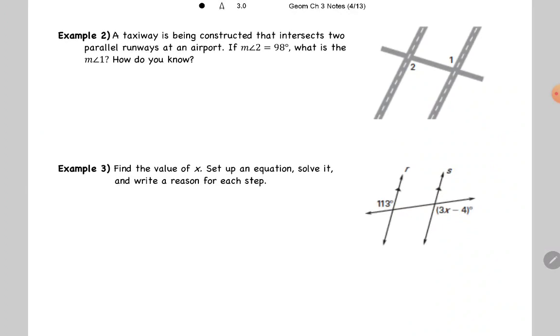A taxiway is being constructed that intersects two parallel runways at an airport. If angle 2 is 98 degrees, what is the measure of angle 1? So they tell us that these are parallel. That means the measure of angle 1 is 98 degrees because those are alternate interior angles.